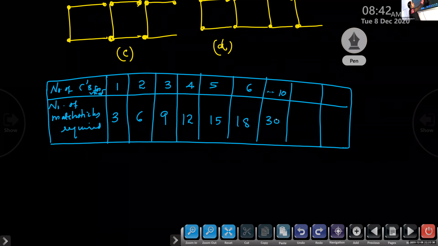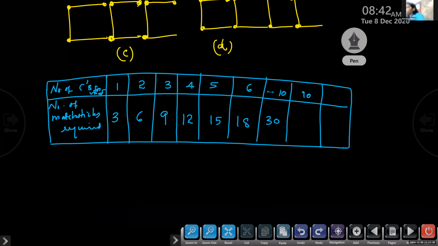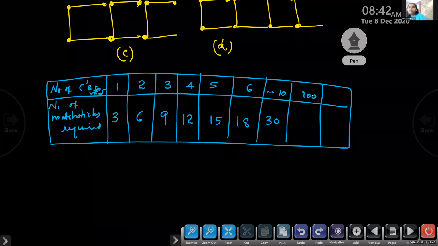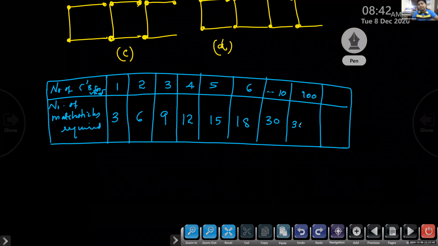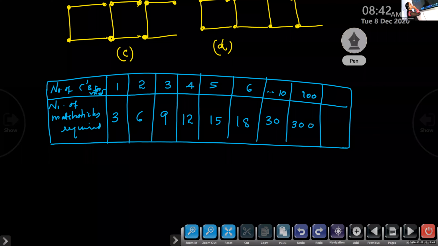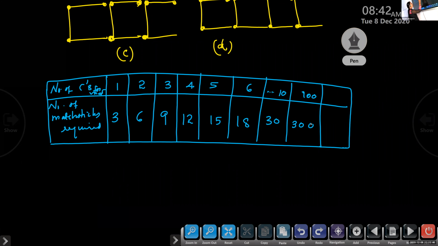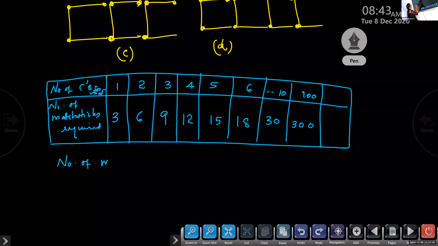Yes, ma'am. Etc. If it is 100 C's, 300. Now, enough. So for each number of C's formed, when you multiply the number by 3, you will get the matchsticks required. So we are going to derive the rule for the number of matchsticks required.